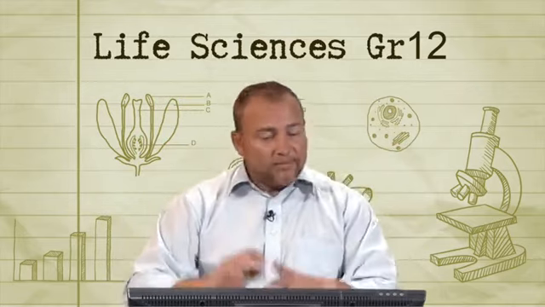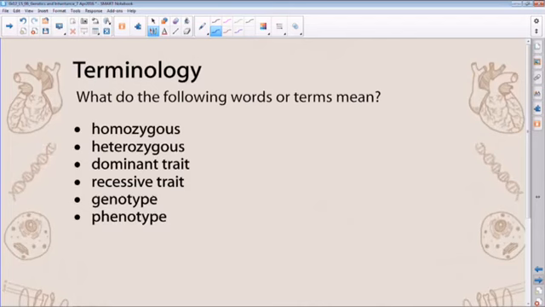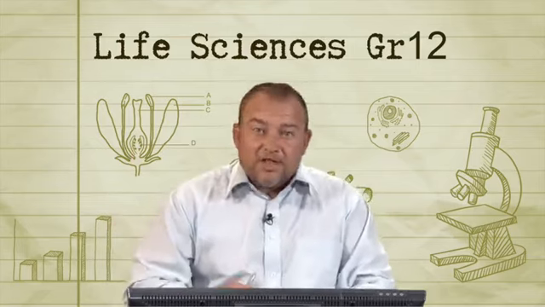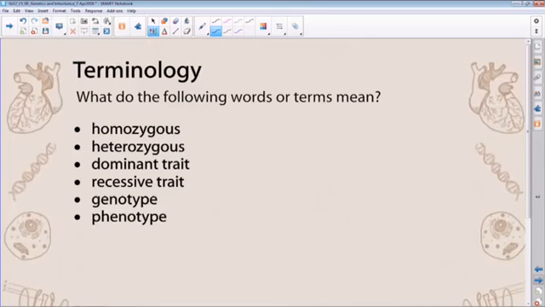Couple words for you again. Here we go. Homozygous is the first one. Heterozygous, explain them. Dominant trait, recessive trait, genotype and phenotype. And of course, I'm going to give you 3 minutes again. Let's see, it's 2, 4, 6, 6 again. I'm going to give you 3 minutes again. Give me everything you've got. Off you go.